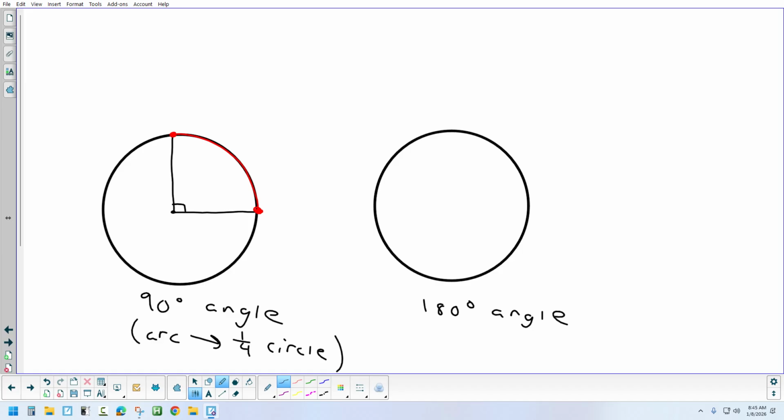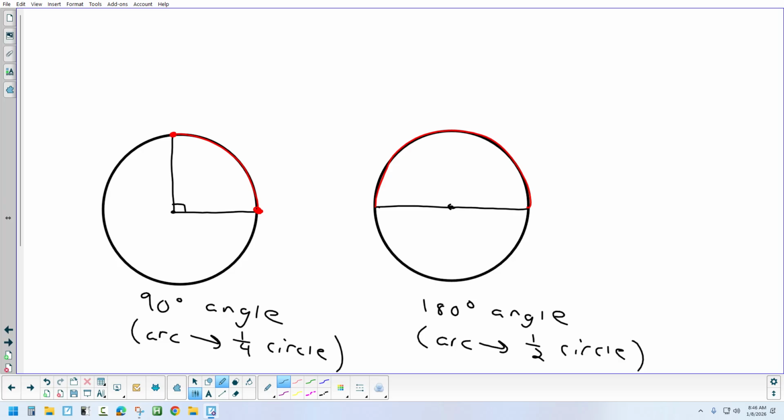For a 180-degree angle, the initial side will still be right there, but the terminal side is going to be rotated 90 more degrees than it was here, so it's going to look like a straight line. And here's my arc. Okay. How much of the perimeter of the circle does the arc take up now? Yep, it takes up half. So the arc is a half circle.